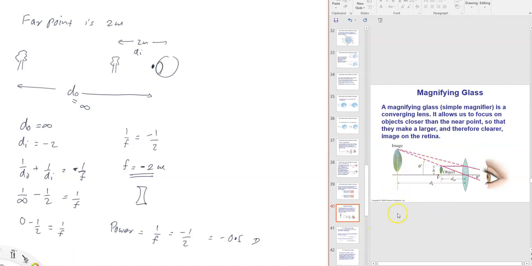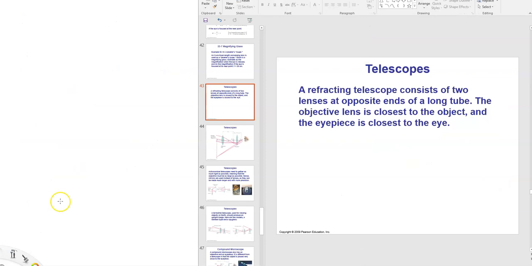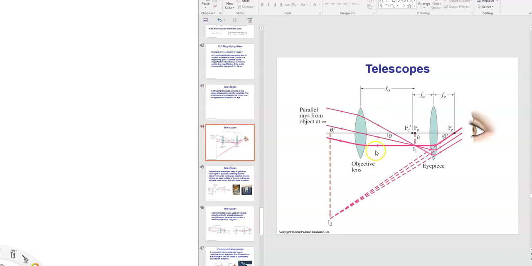Alright, let's look at a few more conceptual pieces of information. Telescopes, refracting telescopes, the basic one has two lenses at the opposite ends of a long tube, two convex lenses. The objective lens is close to the object, and the other convex lens, the one closer to your eye, is called the eyepiece. So basically the ray diagram looks like this.